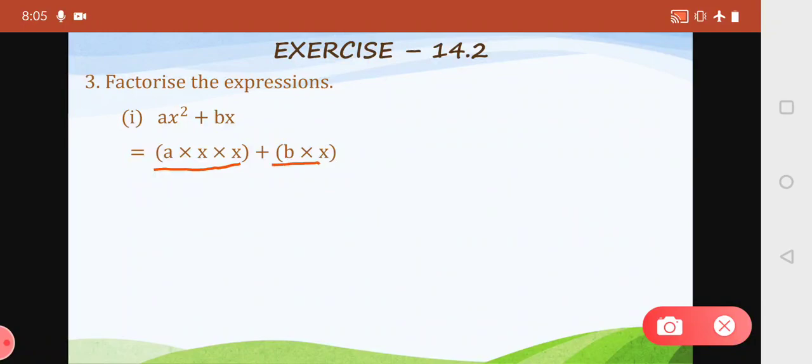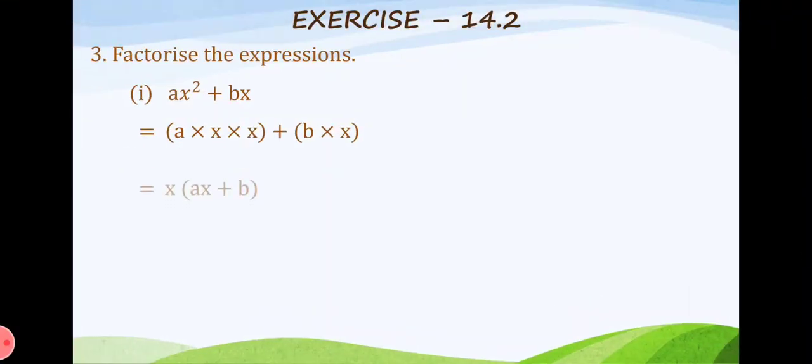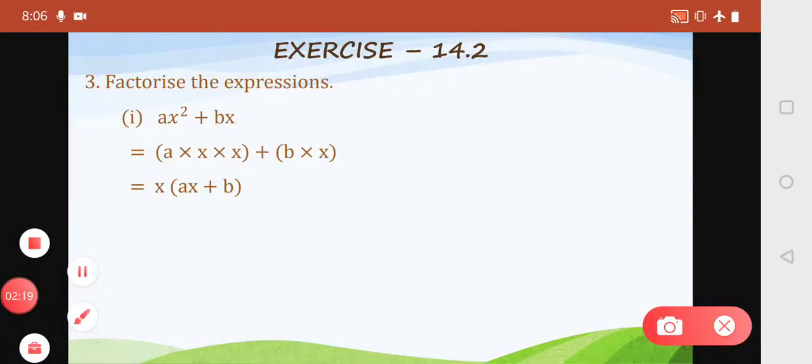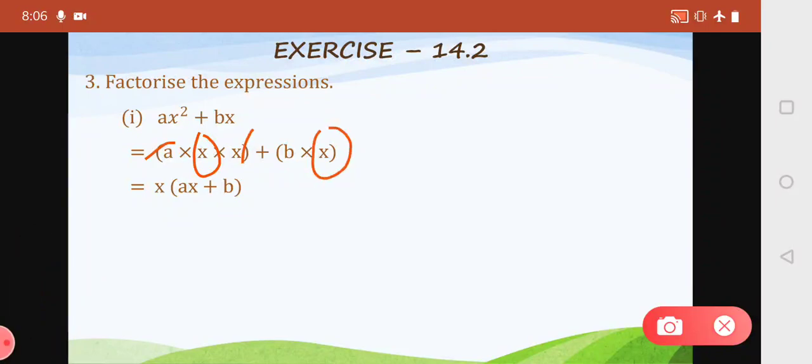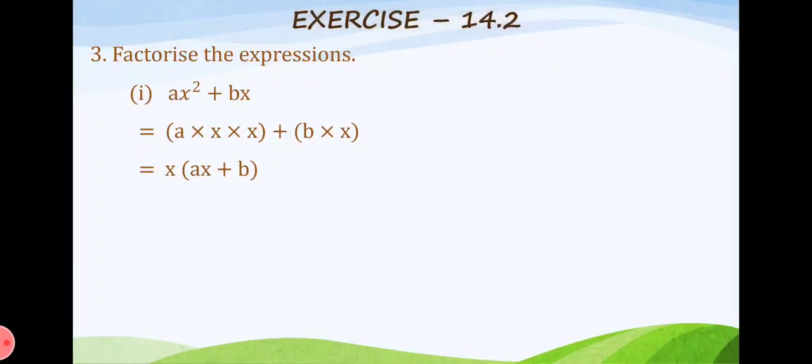Now from this you can see that the first term is having a but the second term is not having it. The first term is having x, the second term is also having x. The first term is having x a second time, but the second term is not having it. So we can only take out one x common. So we'll take out x as common, that is x into (ax plus b), because after taking out x common from here, we will be left with ax, and similarly taking out x common here, we will be left with b. So x common and then in the bracket ax plus b.